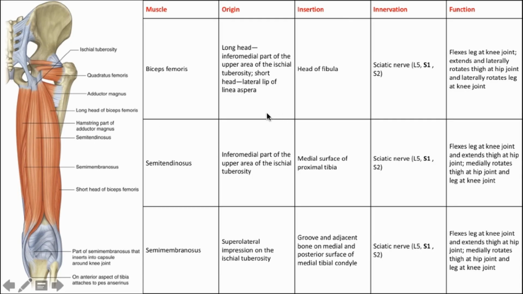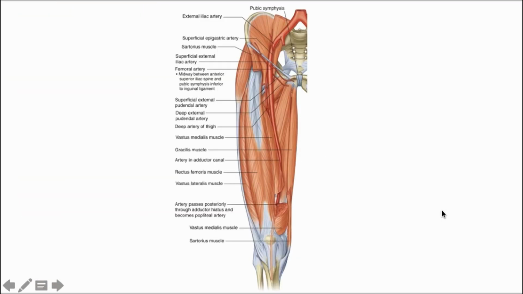Now we get to the posterior compartment. Here's a picture and here's a quick chart. We have the 3 hamstring muscles: biceps femoris, semitendinosus, and semimembranosus, and these muscles are responsible for extending the hip, extending the thigh at the hip, and flexing the knee at the knee joint. And these are all in the posterior compartment, so we're talking about the sciatic nerve, right? Great.